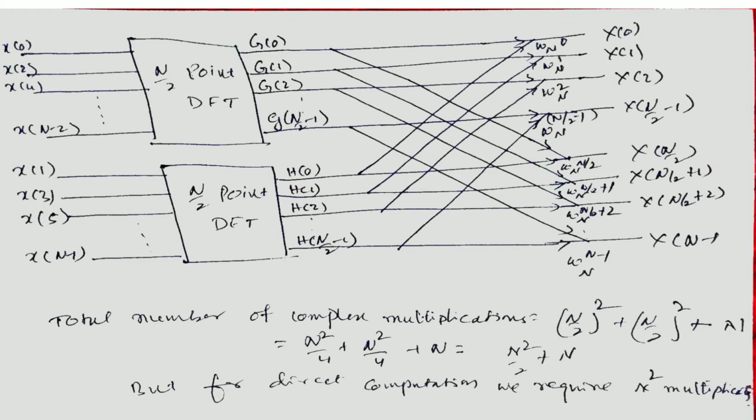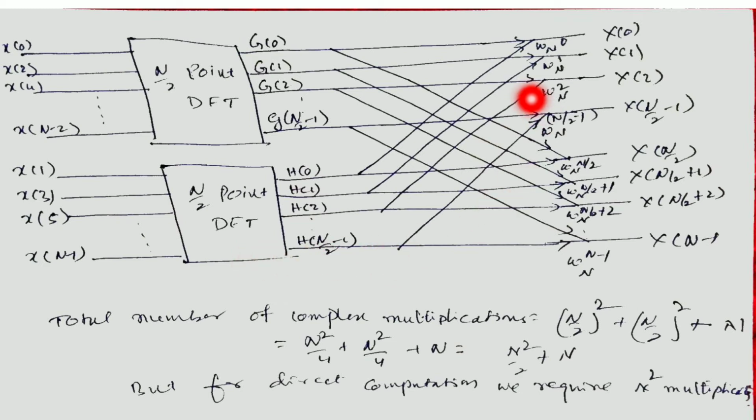And here we find that corresponding to this n by 2 point DFT, we require totally n by 2 whole square number of complex multiplications. Similarly, for the second n by 2 point DFT also, we require n by 2 whole square number of multiplications. So the number of multiplications here are n by 2 whole square. Similarly, the number of multiplications here are another n by 2 whole square.